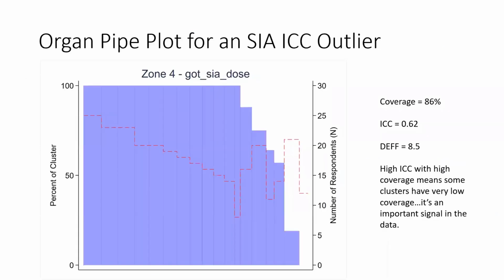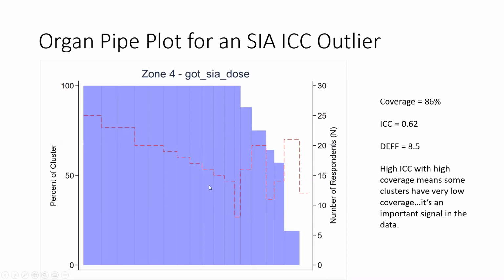So if we look at one of those outliers from the plot with our data, it's a post-SIA plot from Ethiopia a few years back. Each column is a cluster. The red line shows us how many kids were in the sample in each cluster. So this is not a quota sample with an equal number of respondents. This is an equal number of households, interviewing all eligible respondents. So the number of respondents varies here from down around 8 up to around 24.